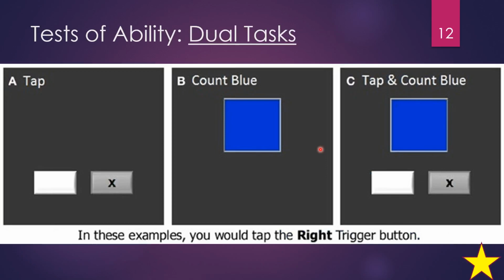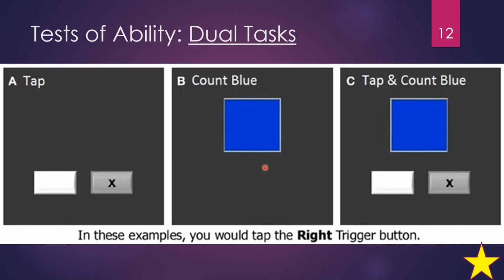Okay, last point for this section. We can also use dual tasks to assess how people are doing on a test. A dual task, pretty simply, is when people have to do 2 things at the same time. So thing 1, you press the left or the right button depending on which one you're supposed to press. Thing 2, you count how many times you see blue squares.